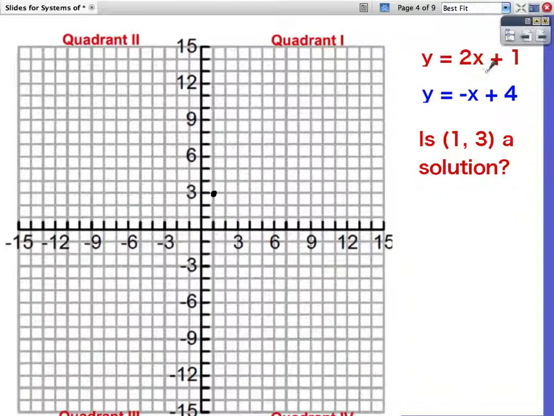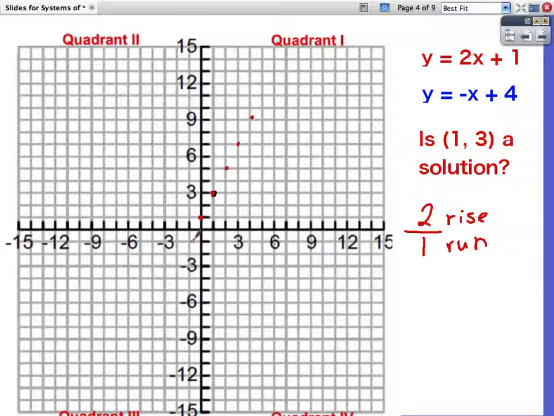Okay, so y equals 2x plus 1. The slope of this equation is 2. And I know 2 is the same thing as 2 over 1, and that's rise over run. And I know the y-intercept is at 0, 1, so I'll put that down. I'm going to go up 2 every time I go over 1. So that line hits that point. Up 2 over 1, up 2 over 1.